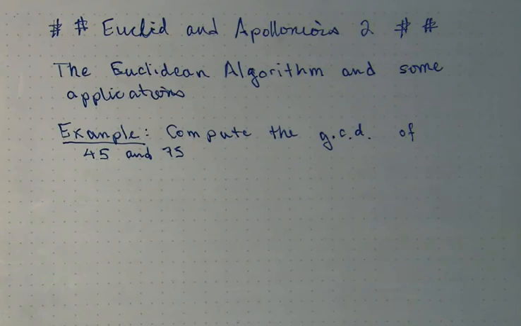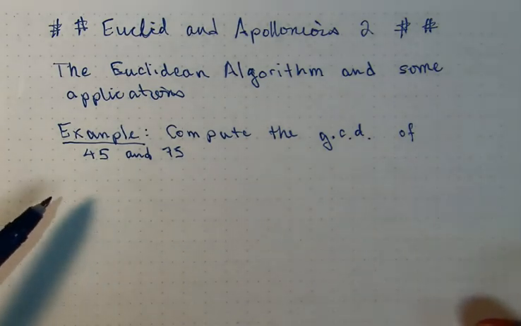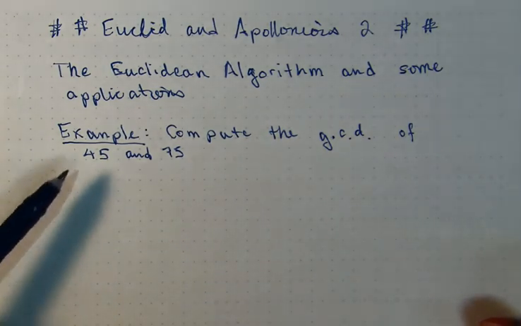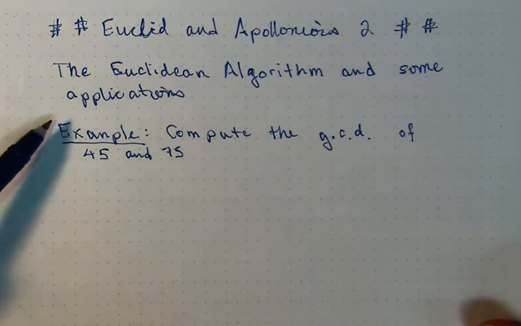Welcome back to the History of Mathematics. We are continuing our work in Chapter 3 of Makers of Mathematics on Euclid and Apollonius. In our last video, we talked about Euclid's proof that there are infinitely many prime numbers, and in this video, we're going to go over the so-called Euclidean algorithm.